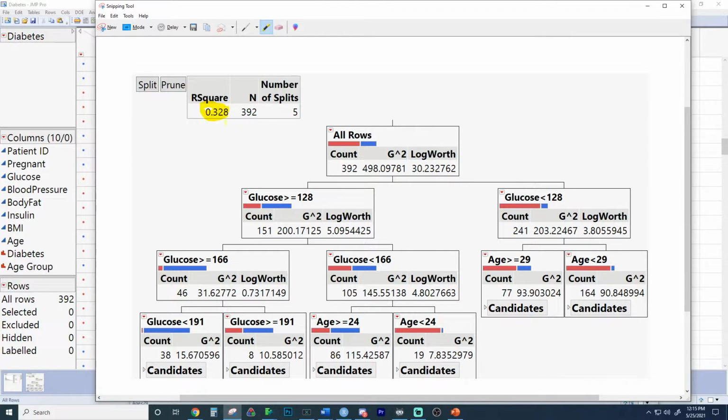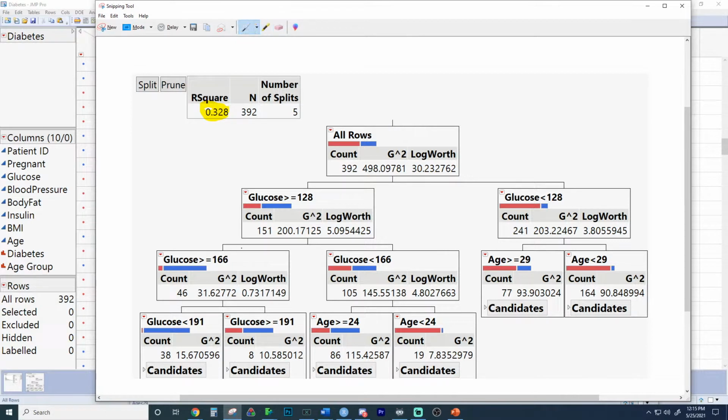This r squared says 32.8% of the variation in people's diabetes is explained by the variables in the tree. 32.8% of the variation in whether or not people have diabetes is explained by the variables in the tree.